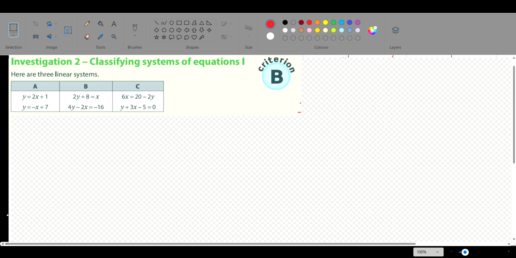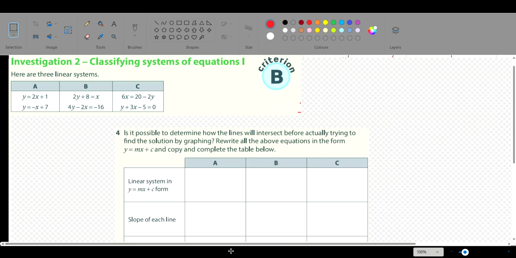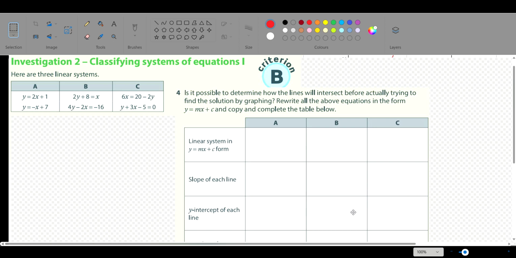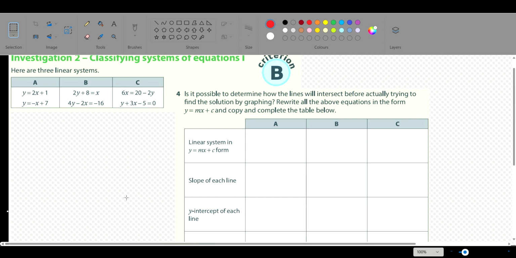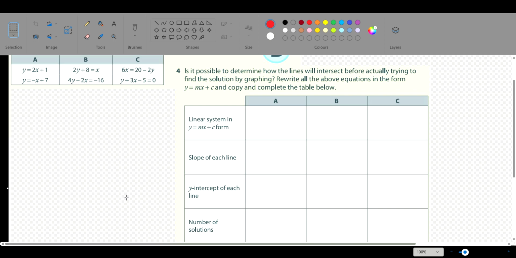Coming to the question where you have to decide: is it possible to determine how the lines will intersect before actually trying to find the solution by graphing? Rewrite all the above equations in the form y is equal to mx plus c and copy and complete the table below. So what do you need to do?